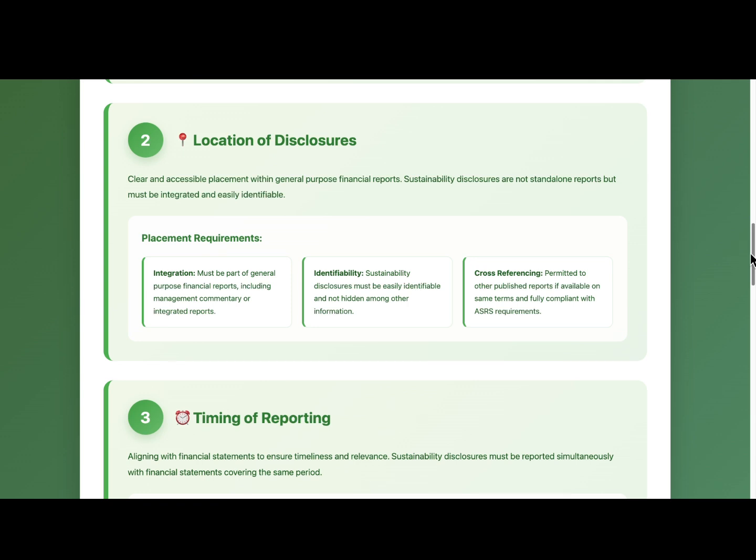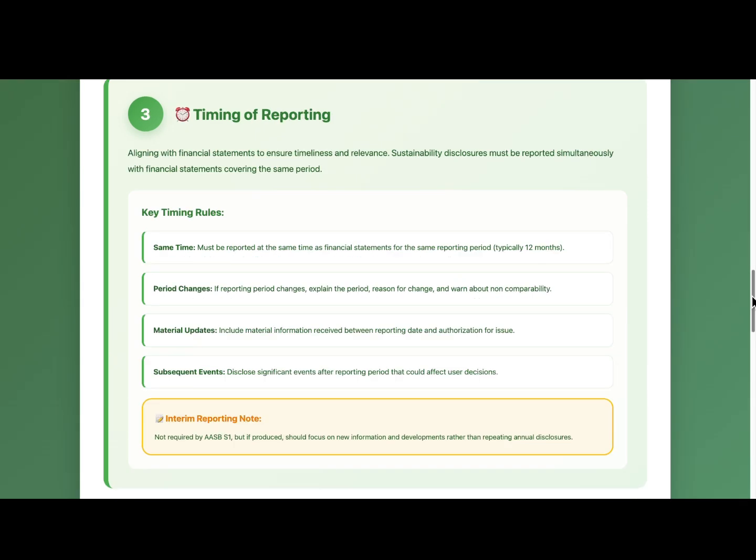Third, ability to cross-refer. This is permitted to other published reports, if available, on the same terms and fully compliant with the Australian Sustainability Reporting Standard requirements. Now, what about the timing of reporting? It's important to align with the financial statements to ensure timeliness and relevance. Sustainability disclosure must be reported simultaneously with financial statements covering the same period.